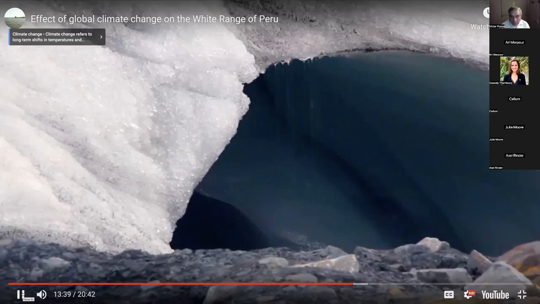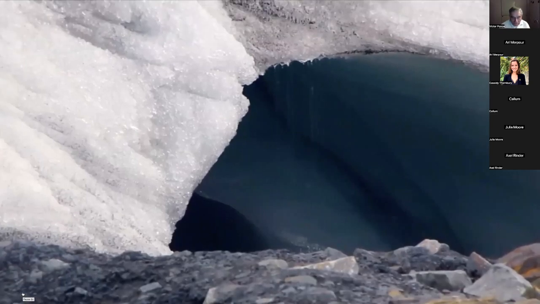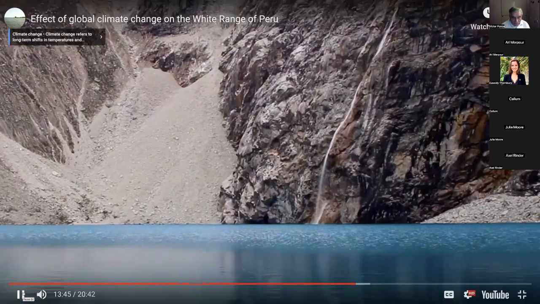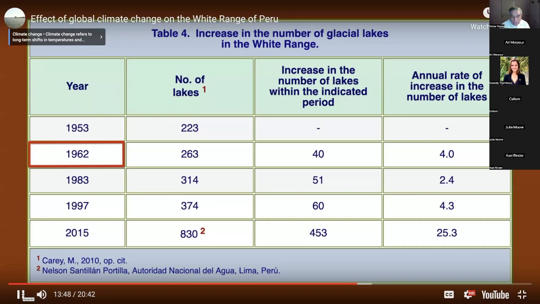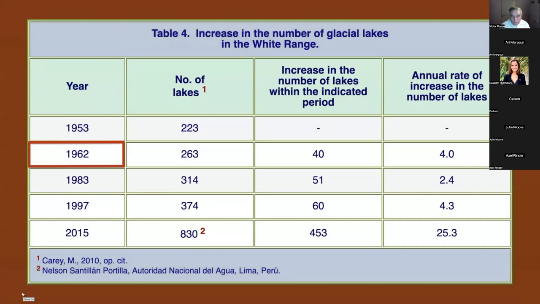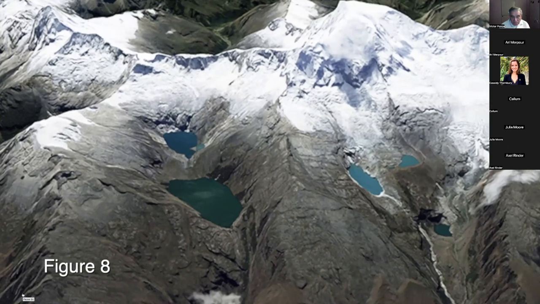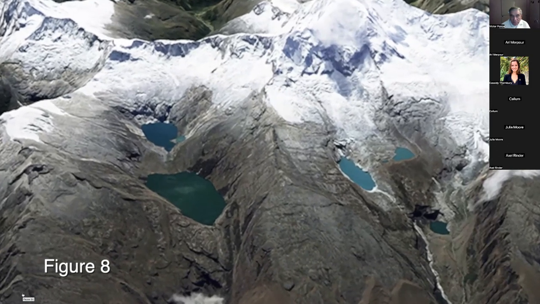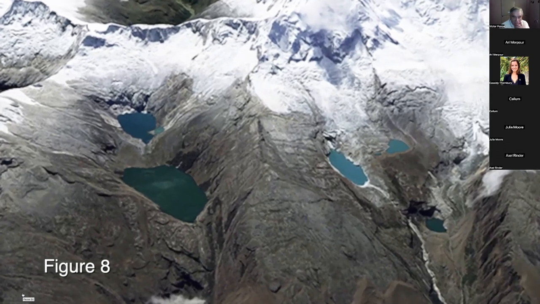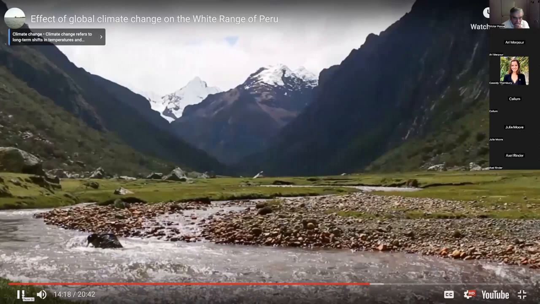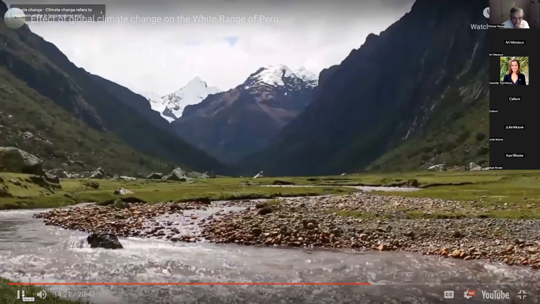With protracted global climate change and the rise in average temperatures, the number of glacial lakes in the White Range has continued to increase. In 1962, a second inventory resulted in a total of 263 lakes. By 1997, the number of lakes had increased to 374. Presently, the number of glacial lakes in the White Range is more than 800. Figure 8 shows the Nevado Hualcan near Carhuaz, a typical example of a glacier featuring many glacial lakes. The growing role of melt during the dry season may be surmised.